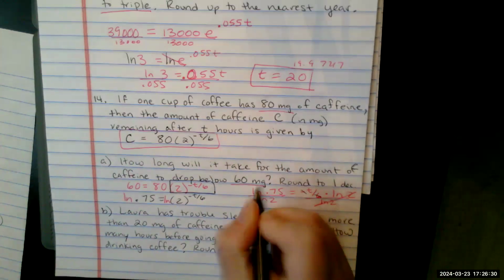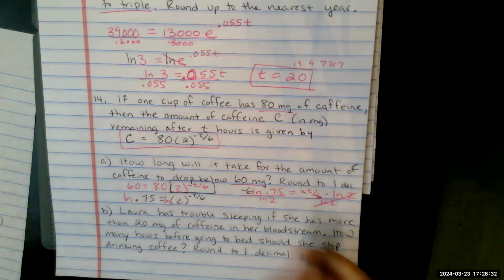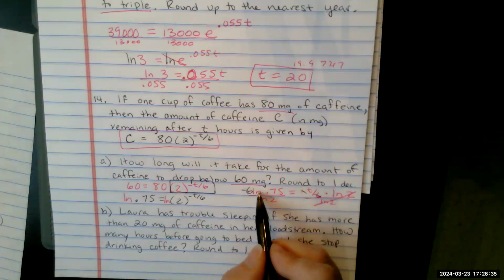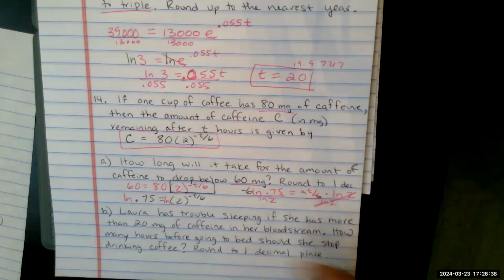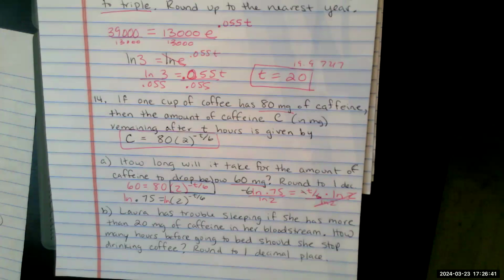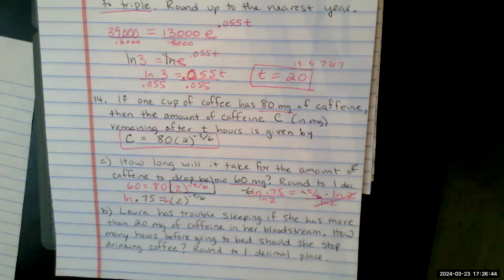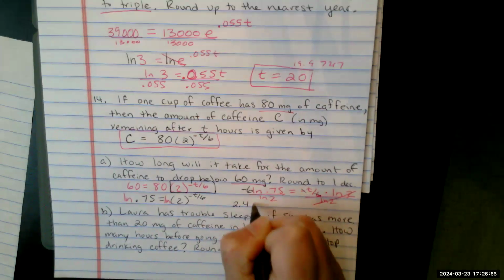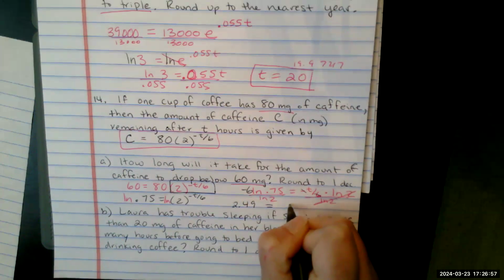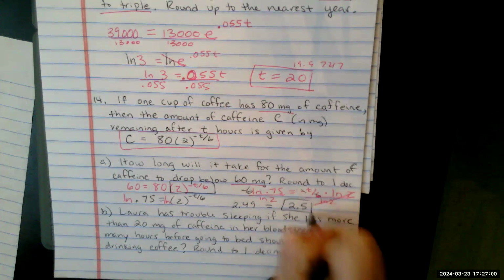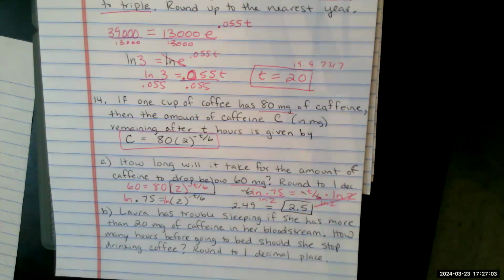So I kind of ran out of room, so work this out and see if that makes sense. But this would be my final answer, negative 6 ln 0.75 divided by ln 2, and I want you to round to 1 decimal. So I guess I'll do that if you want to check to see if you're doing it correctly in the calculator. I get 2.49. So if they want me to round to 1 decimal, it'd be 2.5. So it would take about 2.5 hours for the caffeine in my system to drop down below 60 milligrams.